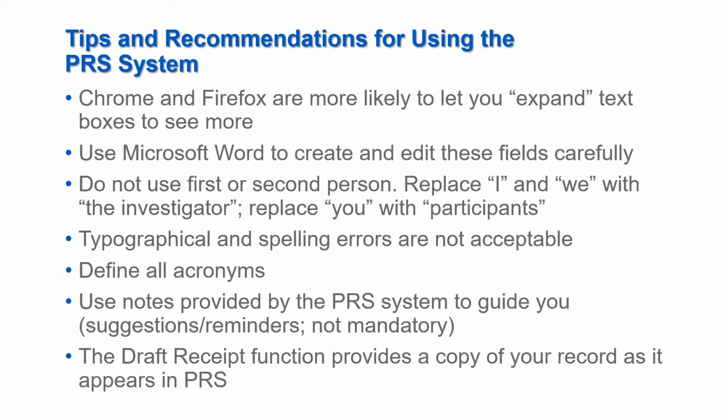Here are some tips and recommendations for using the PRS system. Chrome and Firefox browsers are more likely to let you expand text boxes to see more. Use Microsoft Word or other Word program to create and edit these fields carefully. Do not use first or second person. For example, replace I and we with the investigator, replace you with participants. Typographical and spelling errors are not acceptable. You have to define all acronyms, and you can use notes provided by the PRS system to guide you. The draft receipt function provides a copy of your record as it appears in PRS.